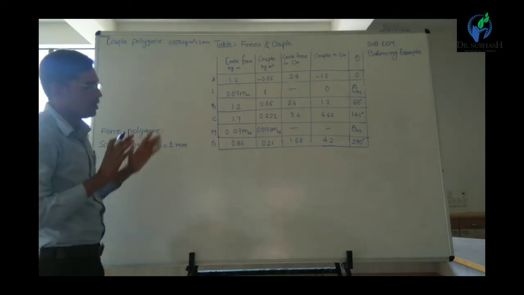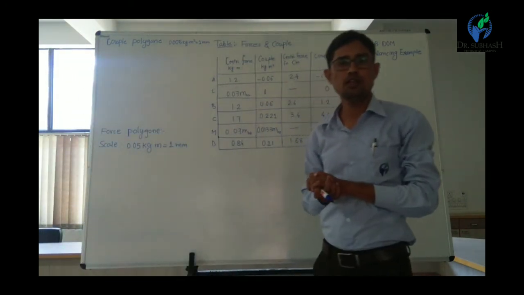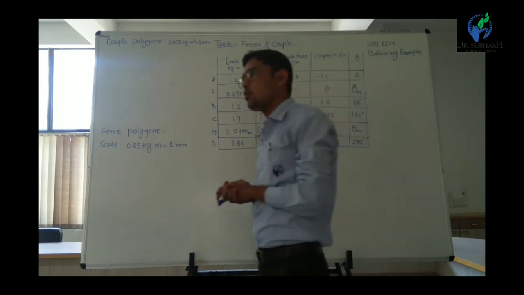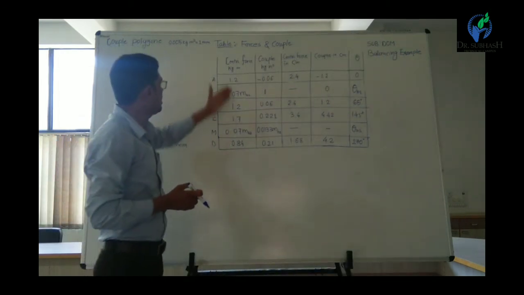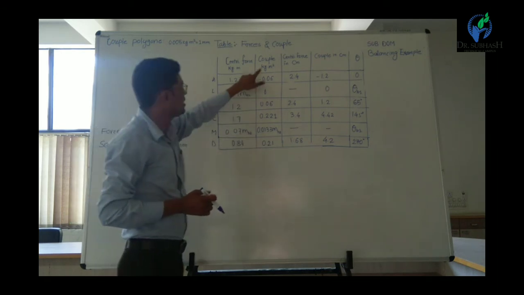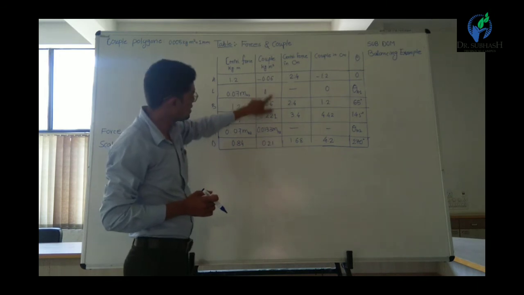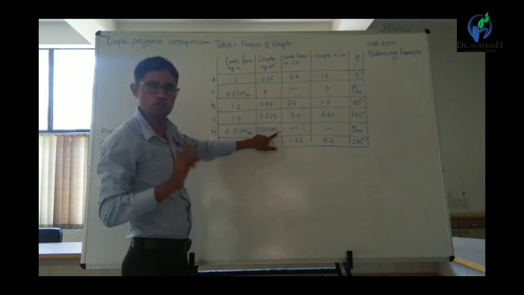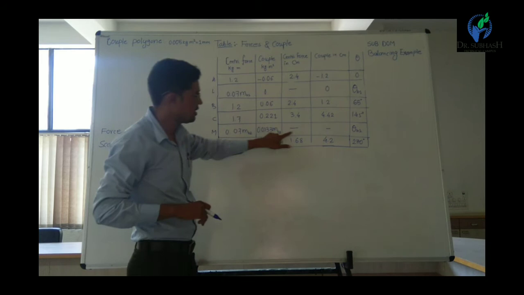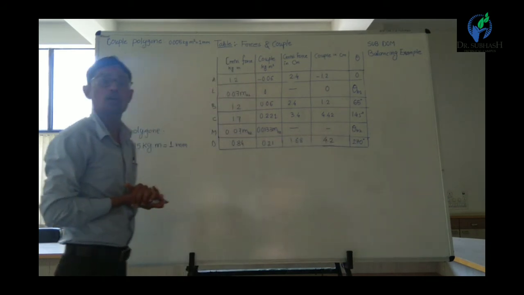So we have to draw either a force polygon or a couple polygon. It depends on the minimum number of unknowns. If we see the force polygon, then there are two unknowns, MB1 and MB2. And if we see the couple column, then there is only one unknown, MB2. So MB2 is unknown, as well as theta B2 is also unknown. So first of all, we draw a couple polygon.